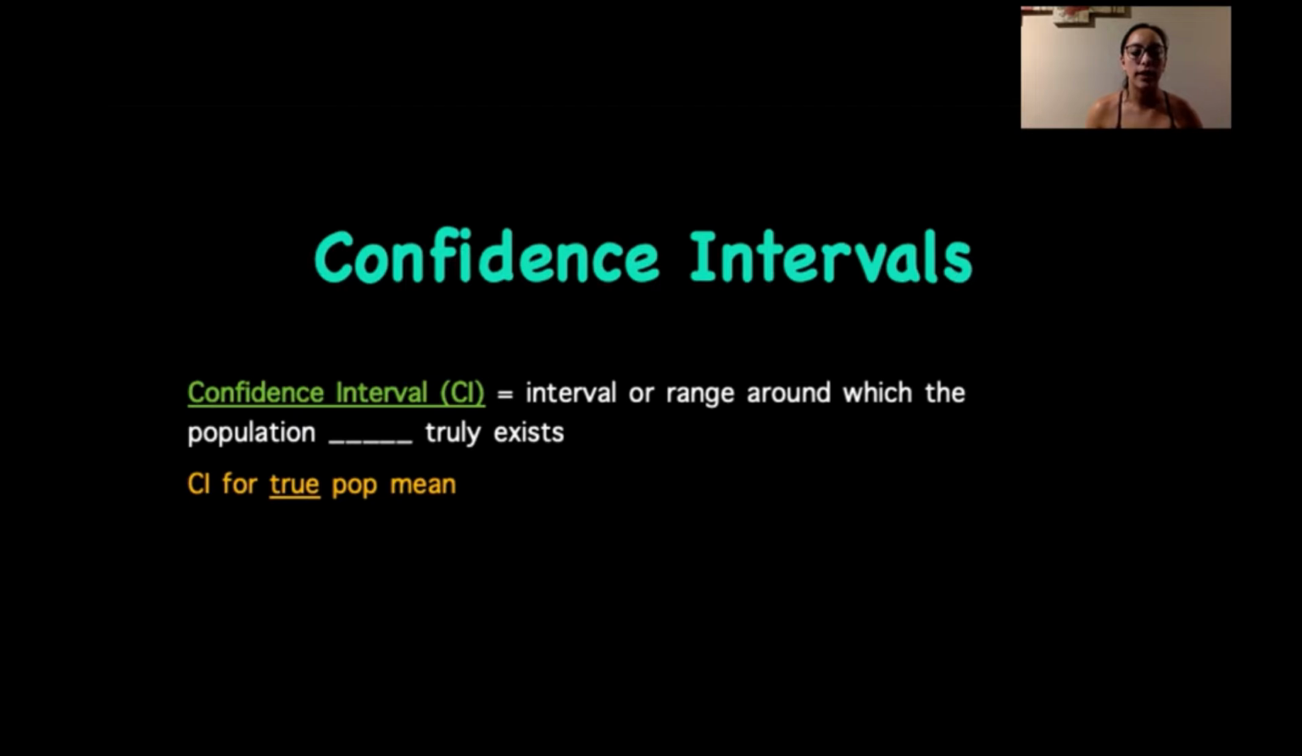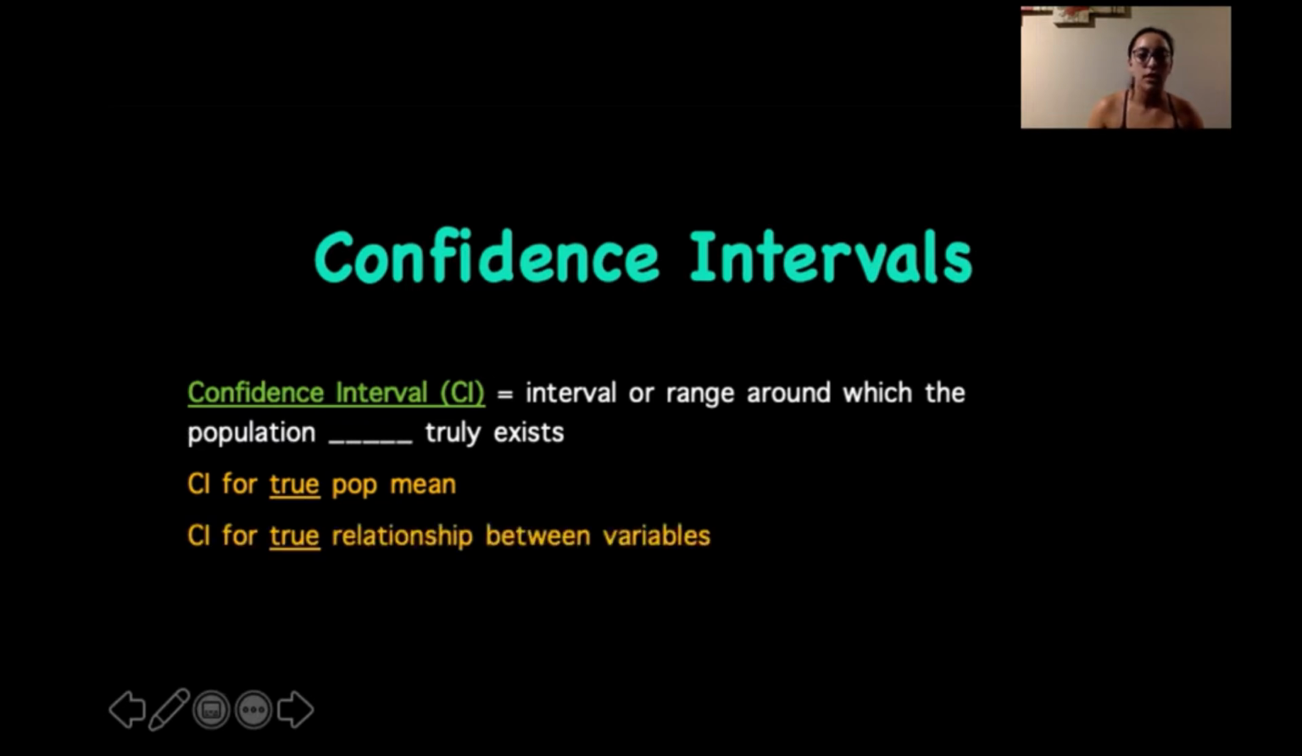If we're looking at the confidence interval for a true population mean, we want to know where the population mean exists. Sometimes it might be if we're looking at the relationship between variables: how related should these variables be in the population based on our sample?